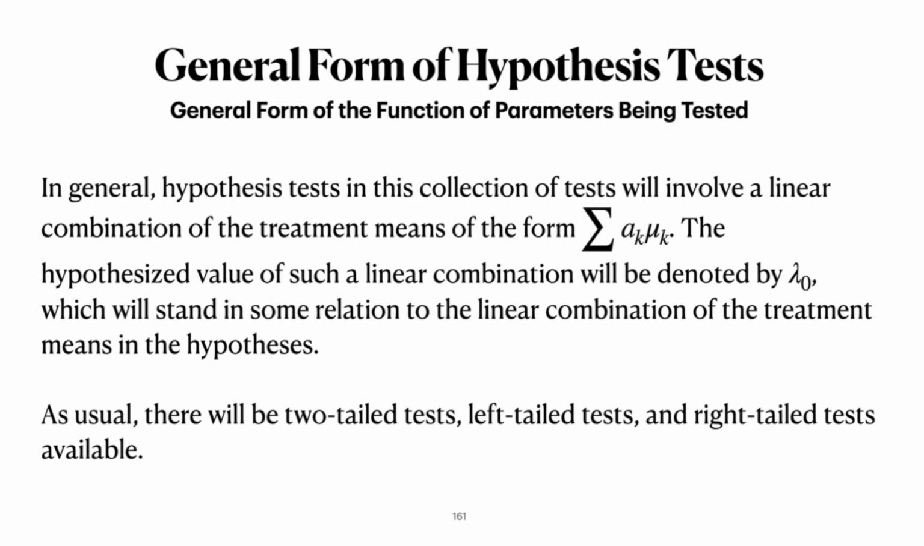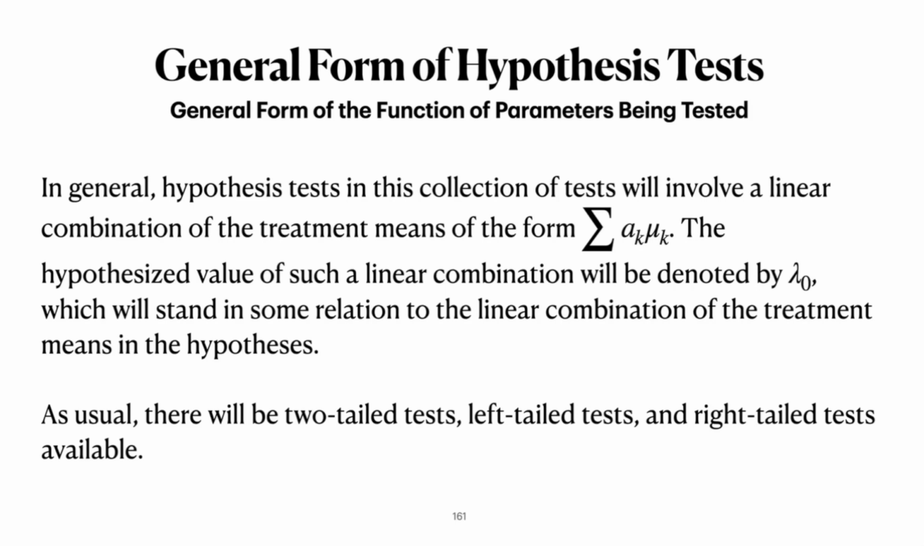So let's first look at the general form of the hypothesis test that we're going to be looking at in this lecture. In general, hypothesis tests in this collection will involve a linear combination of the treatment means of the form given here, a sum of a sub k times mu sub k, k ranging from 1 up to p, where p is the number of treatments. The hypothesized value of such a linear combination will be denoted by lowercase lambda sub 0, which will stand in some relation to the linear combination of the treatment means in the hypotheses.